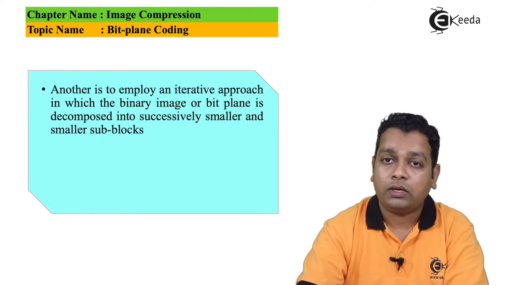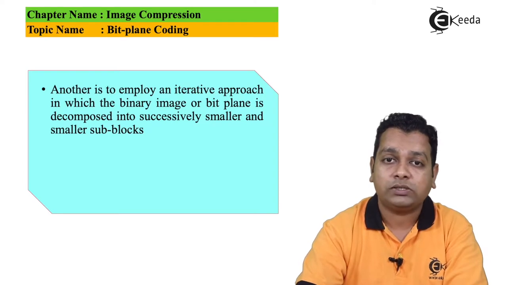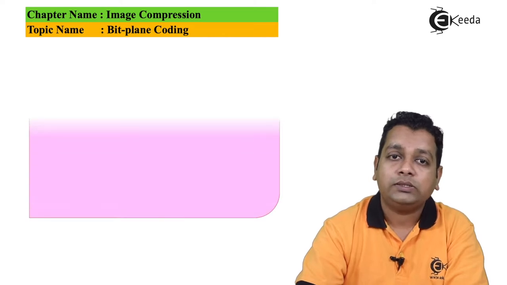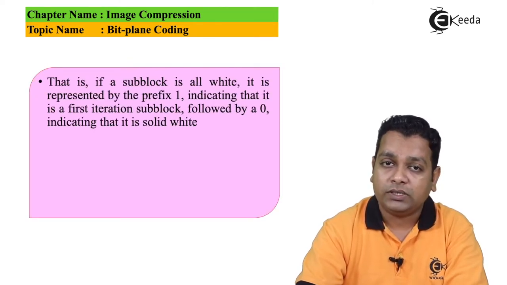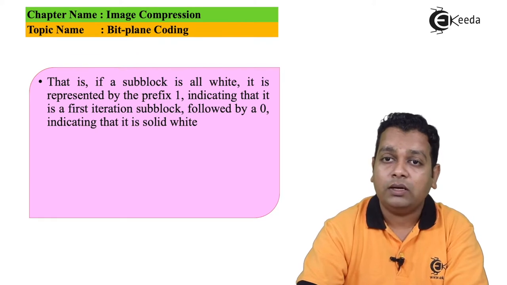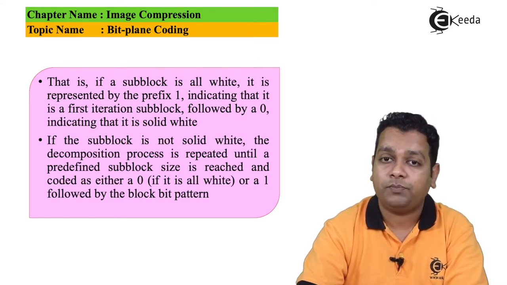Another is to employ an iterative approach in which the binary image or bit plane is decomposed into successively smaller and smaller sub-blocks. For 2D blocks, a solid white image is coded as 0 and all other images are divided into sub-blocks that are assigned a prefix of 1. That is, if a sub-block is all white, it is represented by the prefix 1, indicating that it is a first iteration sub-block, followed by 0, indicating that it is solid white. If the sub-block is not solid white, the decomposition process is repeated until the predefined sub-block size is reached and coded as either a 0, if it is all white, or a 1, followed by the block bit pattern.